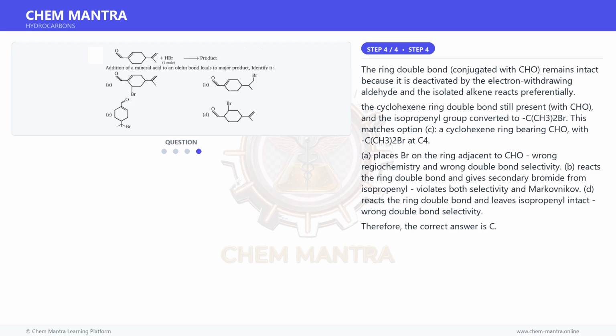A. Places Br on the ring adjacent to CHO, wrong regiochemistry and wrong double bond selectivity. B. Reacts the ring double bond and gives a secondary bromide from isopropenyl, violates both selectivity and Markovnikov. D. Reacts the ring double bond and leaves isopropenyl intact, wrong double bond selectivity.